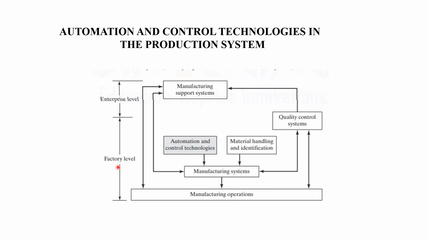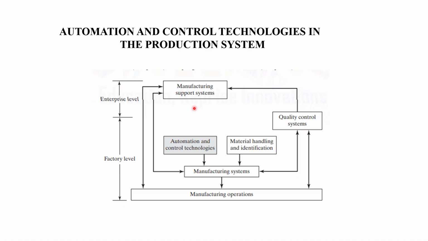So we have a factory level and another one is an enterprise level. At the factory level you will have only the workers, and at the enterprise level we have the top officials. You can see here the manufacturing operations, manufacturing systems, automation and control technology, material handling, and also quality control, all are done at the factory level.